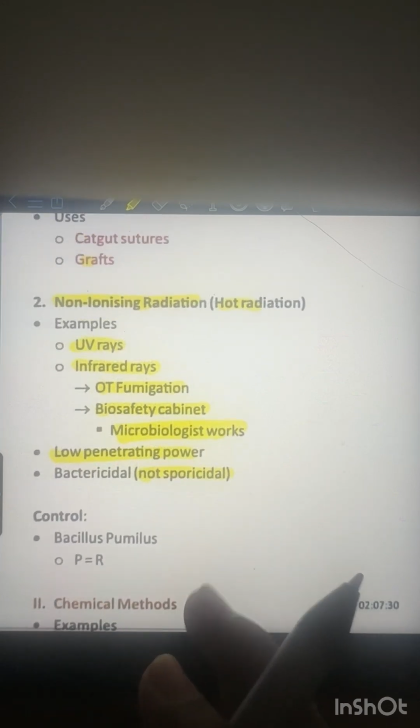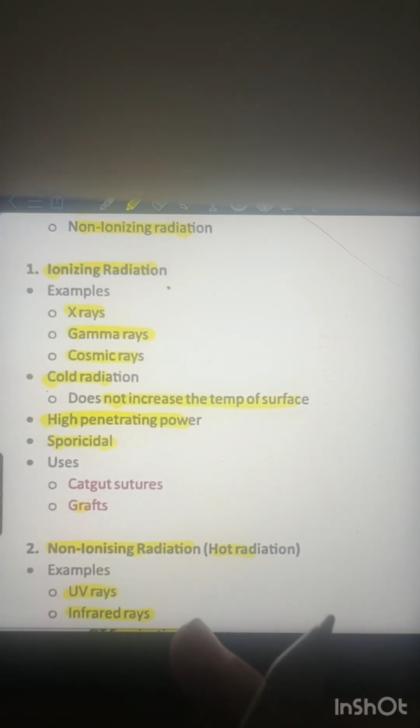Catgut sutures, because you were wondering, since that time all other sutures were put in an autoclave, if you remember. But I told you catgut suture is not put in an autoclave. So what is the catgut suture sterilized through? It is sterilized via ionizing radiation.